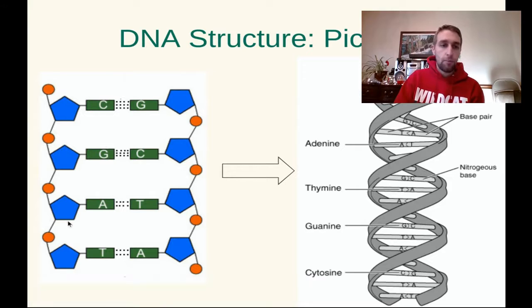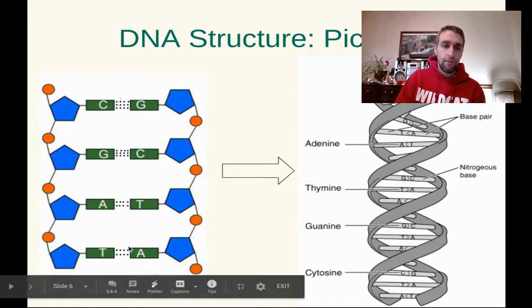A couple things I want to point out. Notice how you can see individual nucleotides on this. So this DNA molecule, even though it's a bigger section, has these repeated units of a phosphate, a sugar, and a base. So we've got 4 nucleotides on the left, 4 nucleotides on the right.